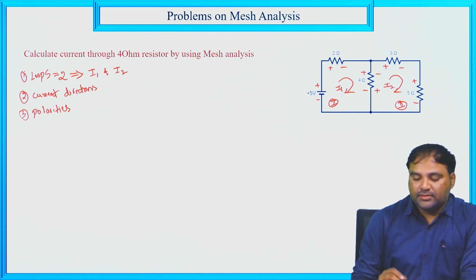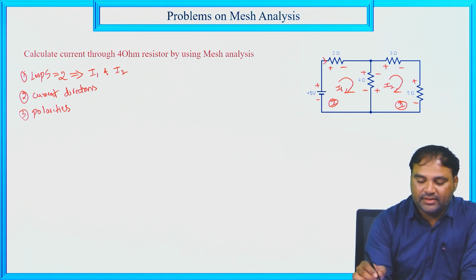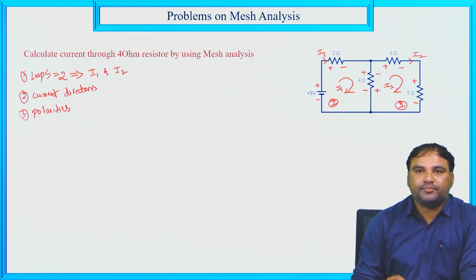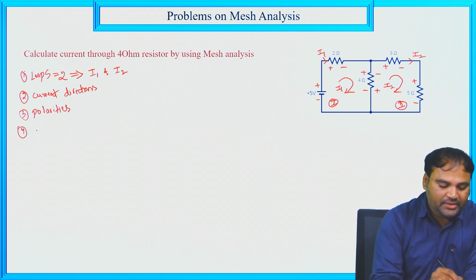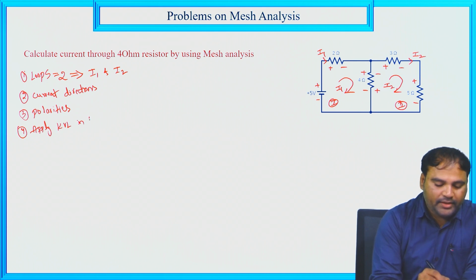For our simplification, I am taking the loop current, this is I1, and here I am taking loop current as I2. Now we have to apply the KVL. The fourth step is we have to apply KVL in loop 1 and loop 2.